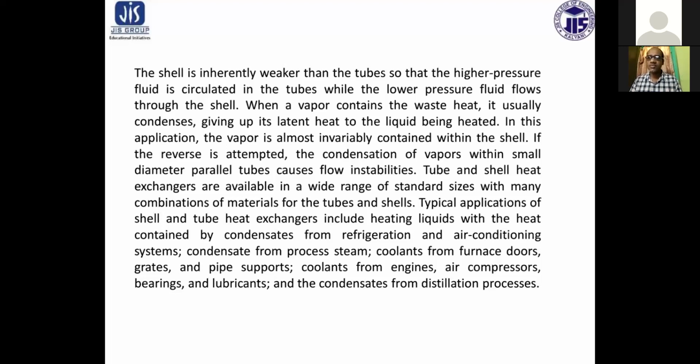So these are the typical applications of the shell and tube type heat exchanger: in refrigeration and air conditioning systems, condensate in process steam, that is in a power plant, coolant from furnace doors, grates and pipe supports, and coolant from engines, air compressors, bearings and lubrication. We are moving to the next slide.